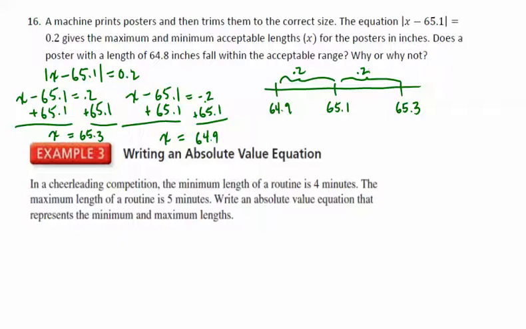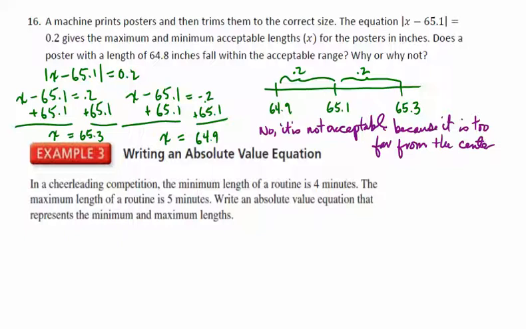And so the question is, does a poster with a length of 64.8 inches fall within the acceptable range? And we say no, it is not acceptable because it is too far from the center. All right, we'll have another couple of examples here.